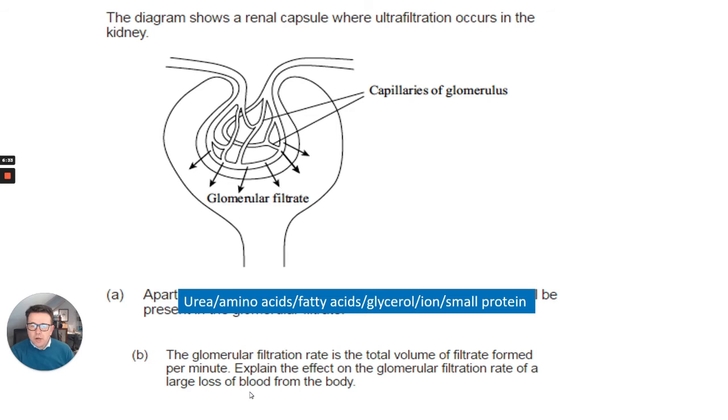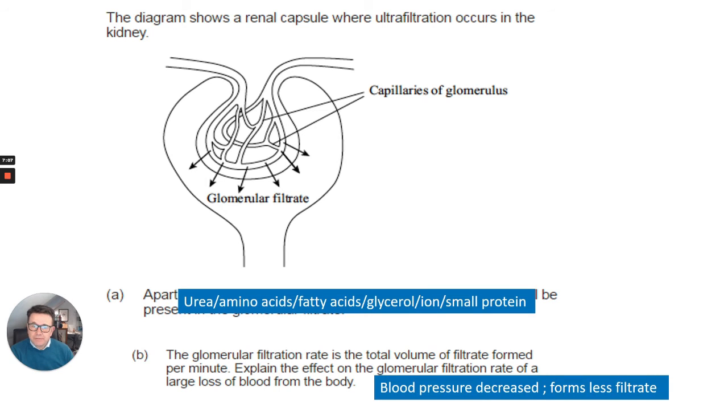It then asks you for 2 marks. The glomerular filtration rate is the total volume of filtrate formed per minute. Explain the effect on the glomerular filtration rate of a large loss of blood from the body. Now, you will find these kinds of questions in any exam. They are quite applied, and they're testing your knowledge that the blood is under high pressure, therefore forcing out the small molecules into the glomerular filtrate. So blood pressure is obviously going to be decreased, therefore it will form less filtrate.